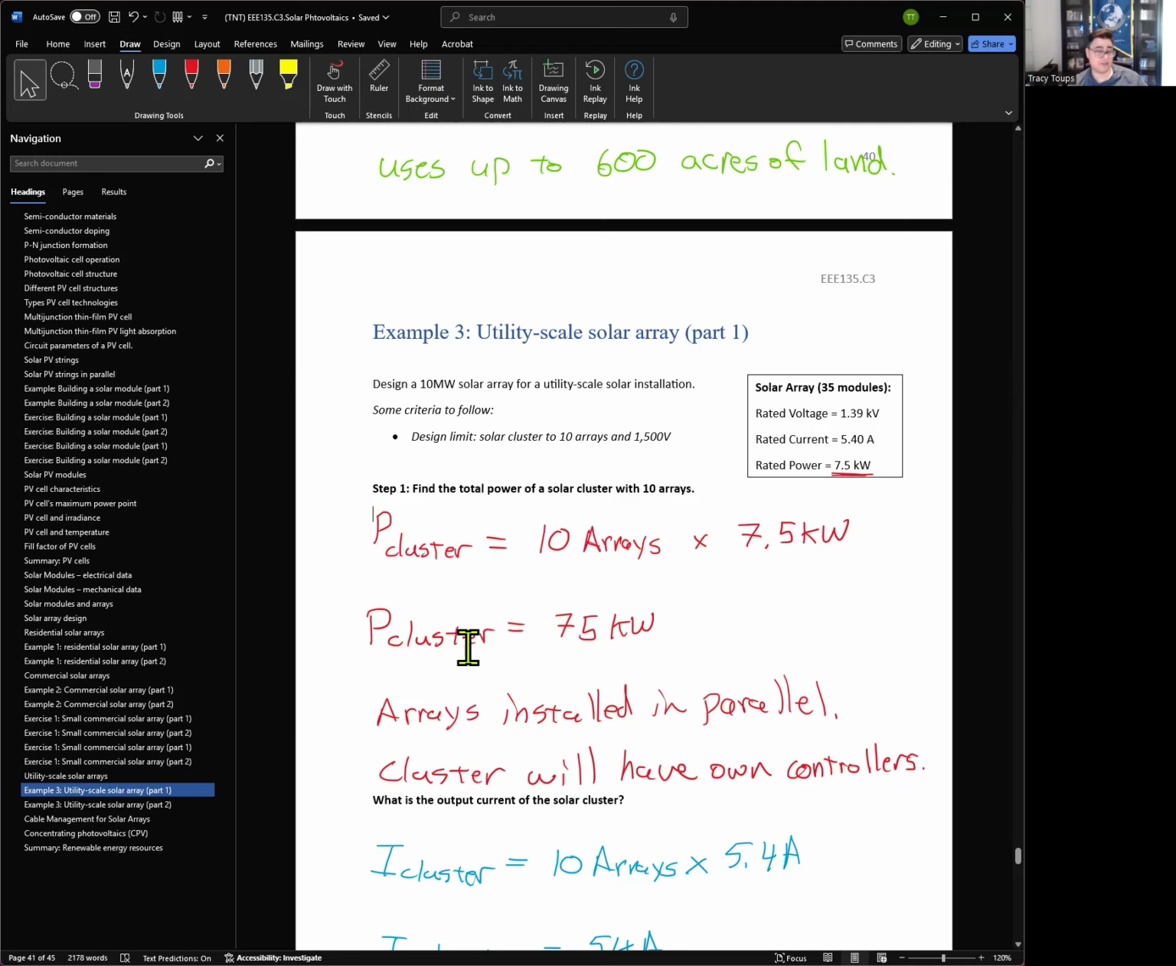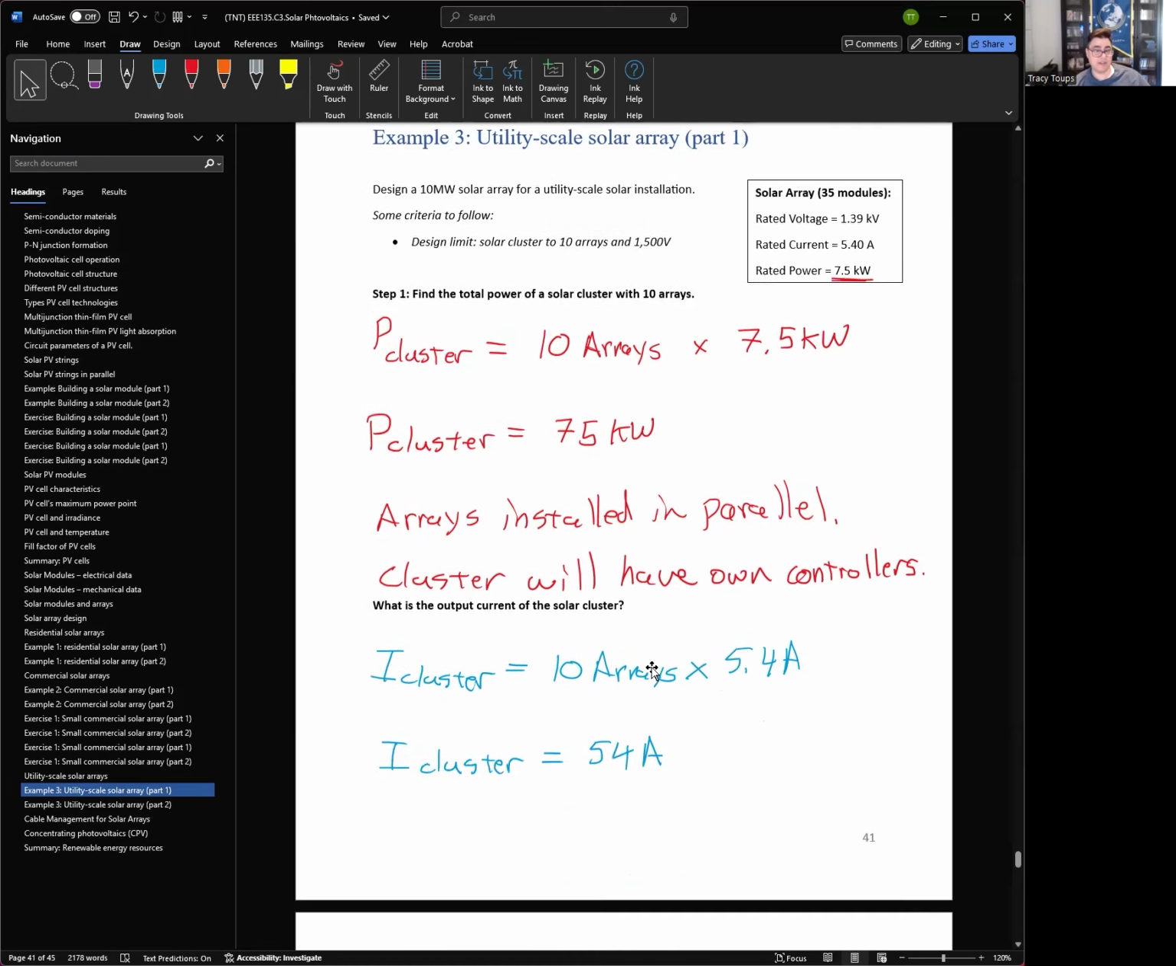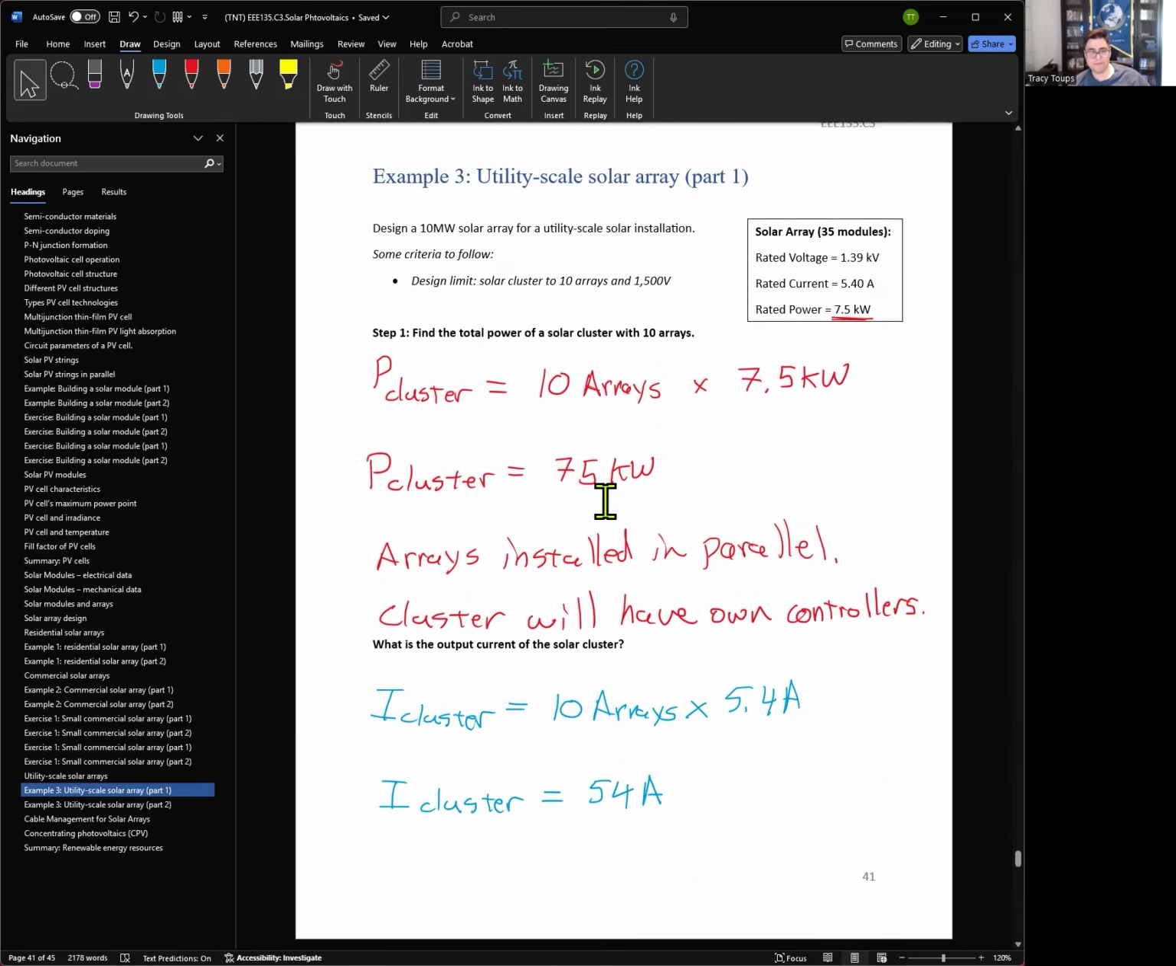Okay, so one cluster we plop on the ground. Think of it like a little square of 10 rows. That's one big building block, a cluster, 75 kW. Okay. What's the output of the solar cluster? So remember, there's 10 of them. They're all in parallel. So each one's 5.4 amps. Multiply them together. So each cluster is 54 amps.